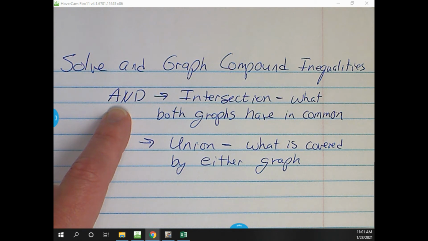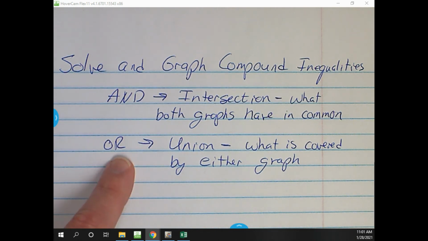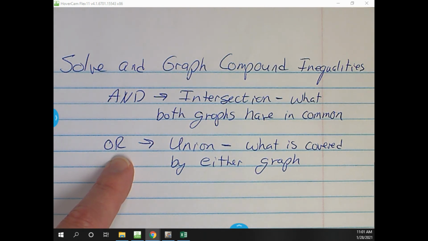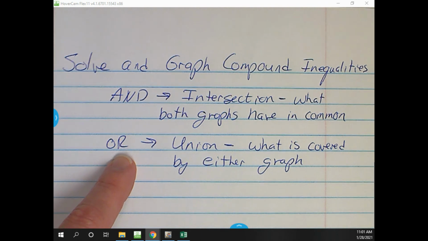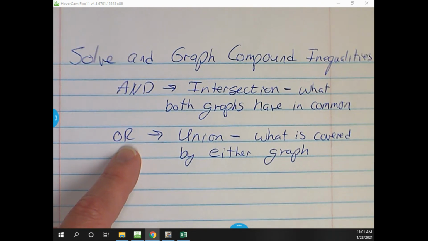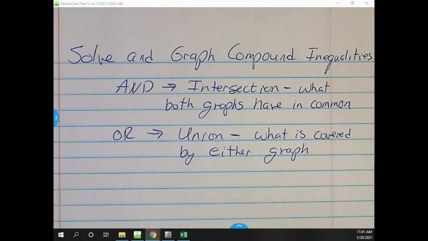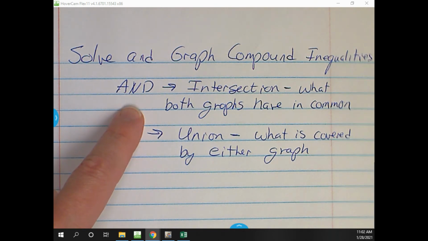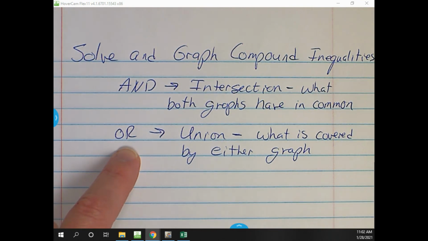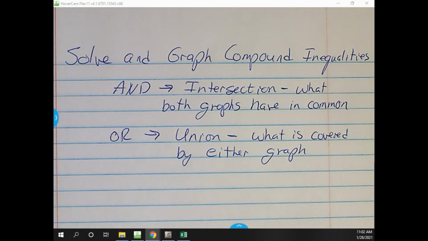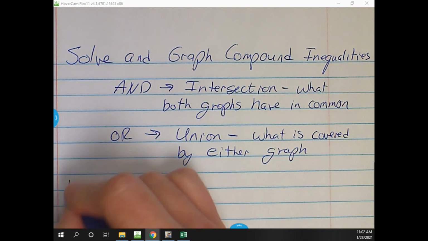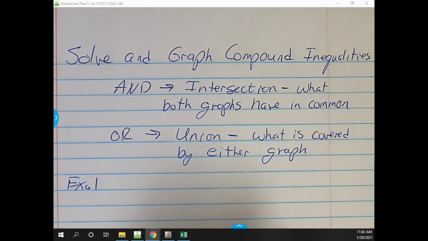Where if I said, all right, tell me something that's on Jeff Road or 72, well, now you just open up a whole big can of worms, right? Because now we've got everything on Jeff Road, you've got everything on 72. So you can name anything that's there, and that's the correct answer. Where if you do and, it has to be what's just at that one little spot where they cross over each other. So that's the thought process: and is what they both have, and or is anything that's covered by any graph at all. All right, so we'll go through a couple examples here and show you what we're looking at.